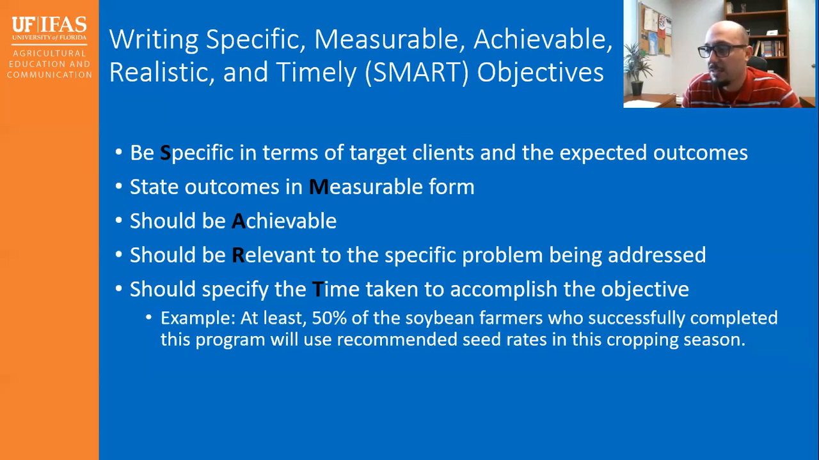So an example is: at least 50% of soybean farmers who successfully completed this program will use recommended seed rates within this cropping season. So it's measurable because you can see a certain percentage of the audience. The audience is the soybean farmer. You're expecting them to use recommended seed rates, and you're expecting to see that change in the cropping season. The achievable component is the 50% as well. You have to make a judgment based on literature, your engagement, and your expertise. 50% is something that's achievable, and then work from there.